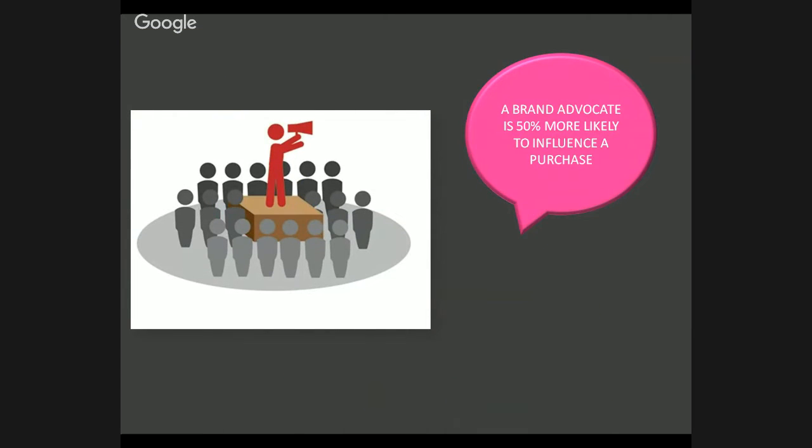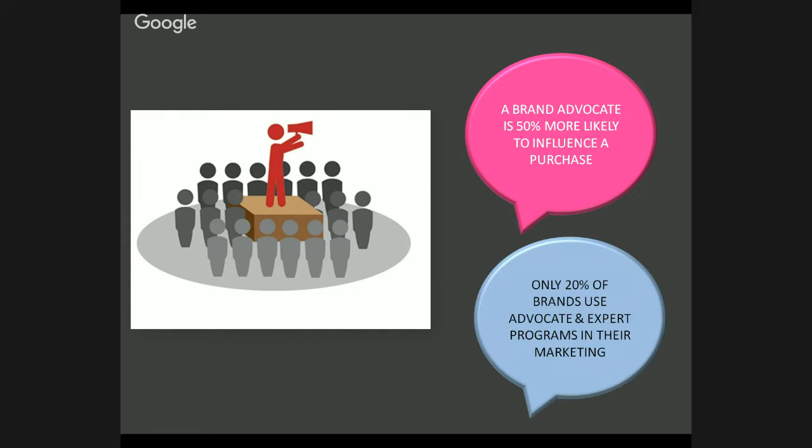The idea is that the brand advocate is 50% more likely to influence a purchase. So again, it's one thing having your little cafe. It's another thing having, I don't know, a singer or a footballer who turns up and says, this is a great place where I can have a cup of coffee, for instance, in peace and quiet. Brand advocate is 50% more likely to influence a purchase, and yet only 20% of brands use these advocate and expert programs in their marketing. So it's a word of advice for your project. Maybe that's something that you could consider.